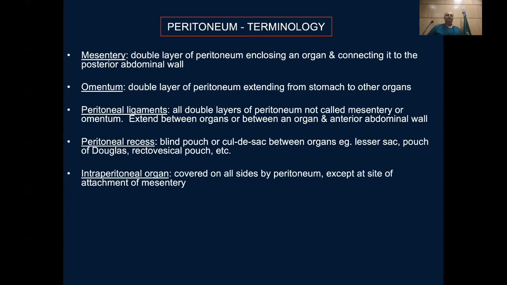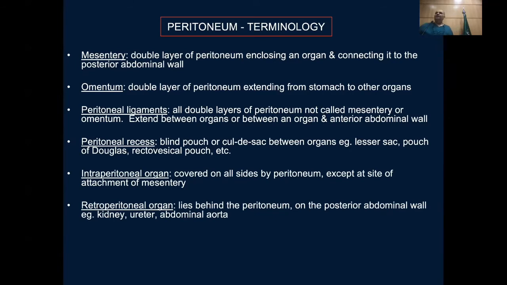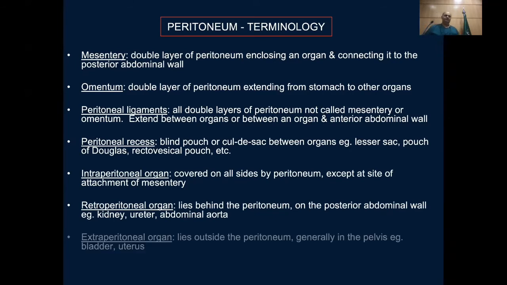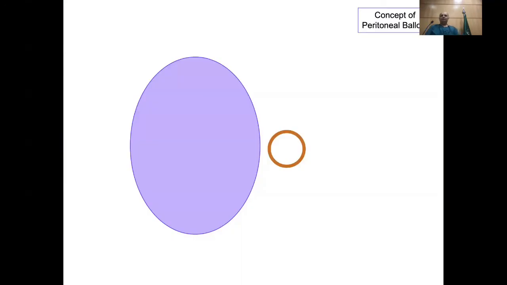Then, what is that? Intraperitoneal organ. I don't want to read it, I will show it. Then, retroperitoneal organ, I will show it. And the last, extraperitoneal organ, I will show it. How? My next slide will show it to you.